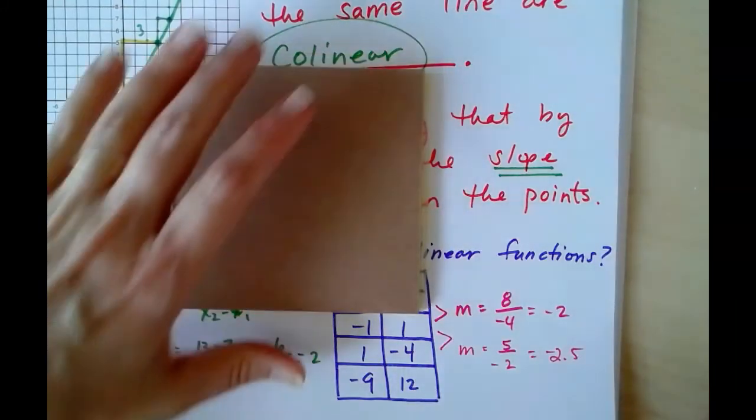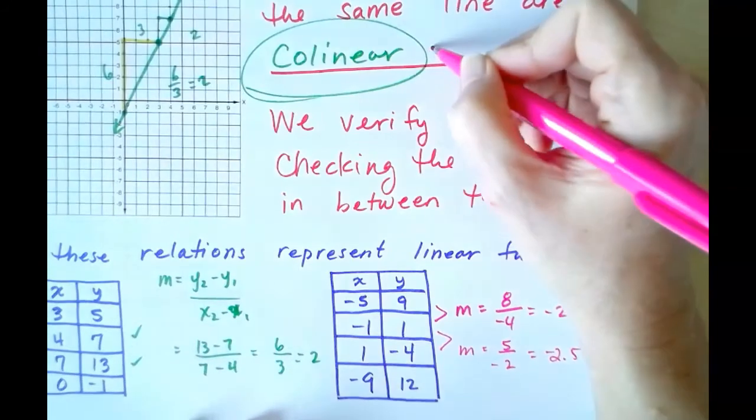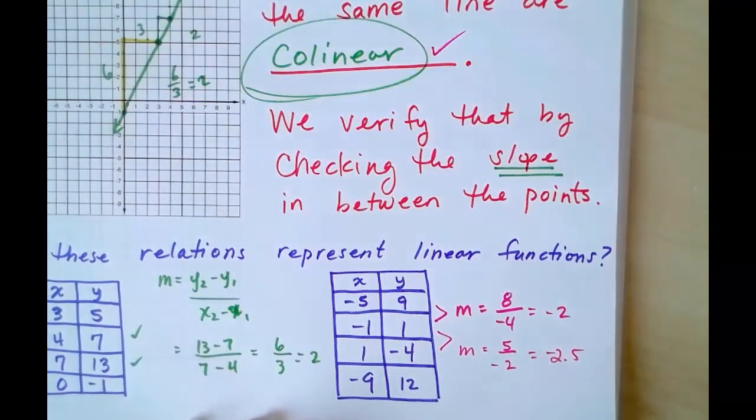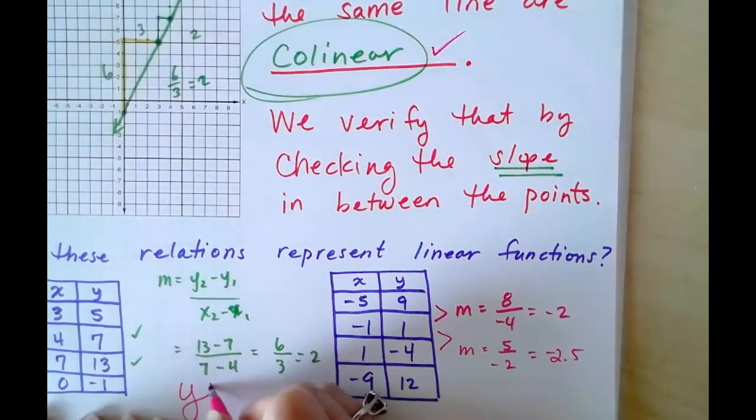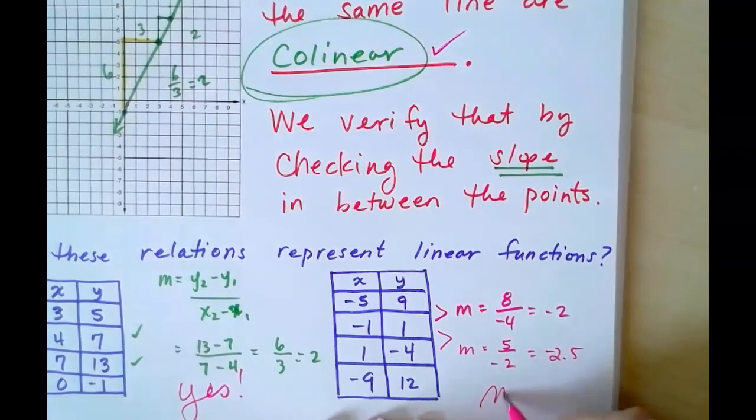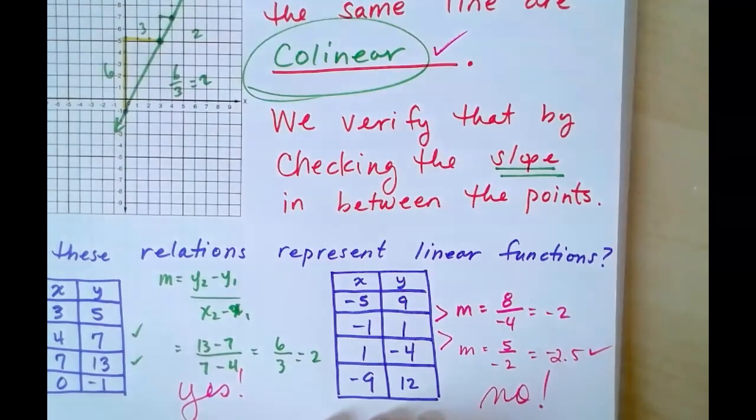inconsistency. And points that are collinear will have a consistent slope in between each pair of points. So the first one was a yes, the second one is a no. Why? Because we're verifying that the slopes in between the pairs of points do not have the same slope, therefore they are not collinear.